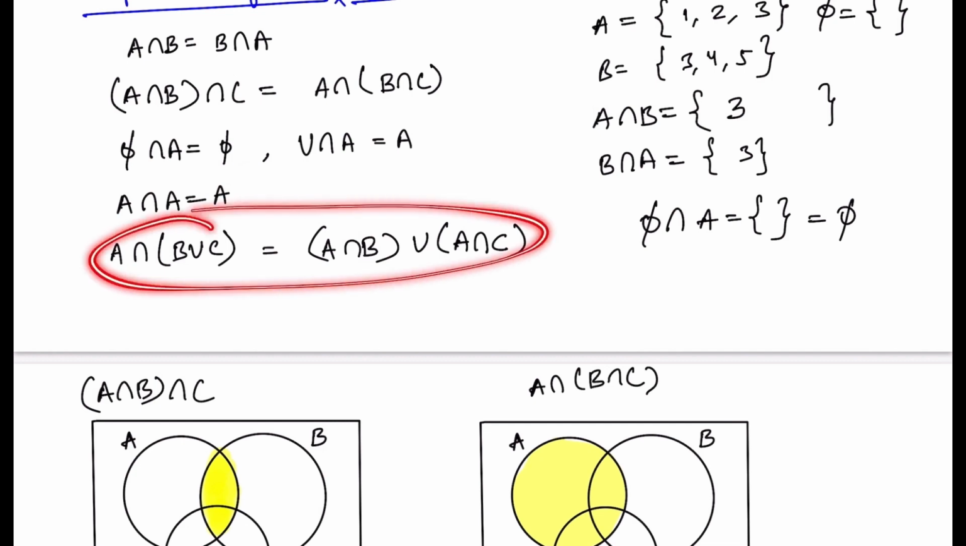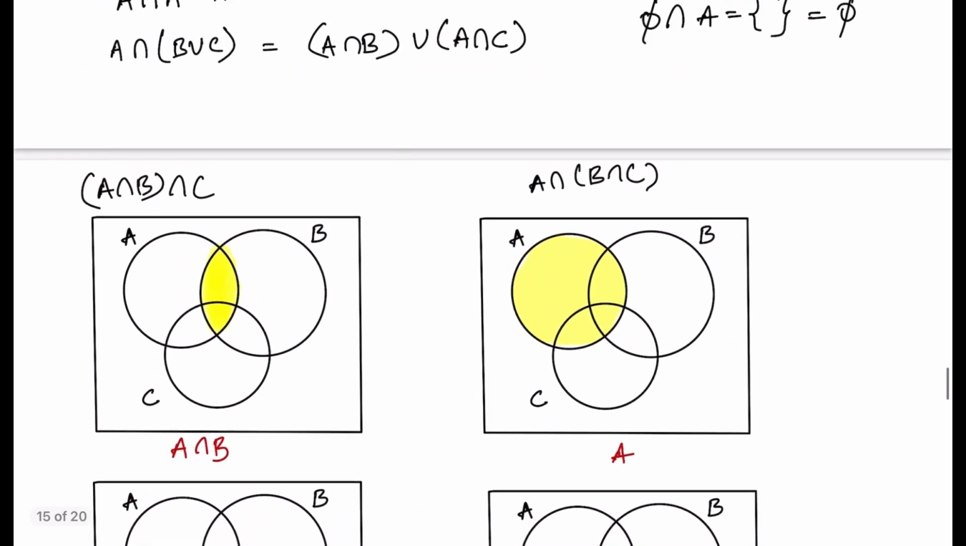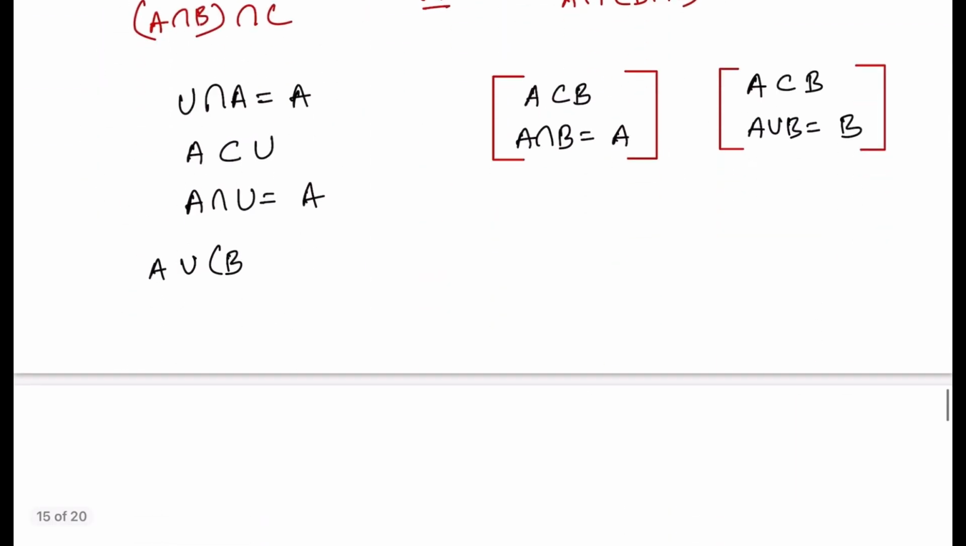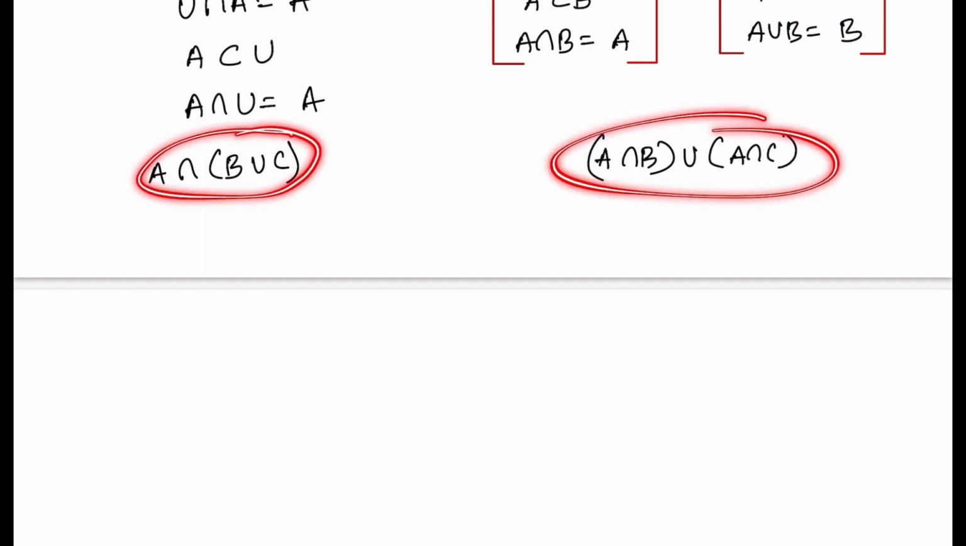Next we'll prove the distributive law. We will use the Venn diagram again to prove this. A intersection B union C, then A intersection B union A intersection C. This is the left hand side, and this is the right hand side.